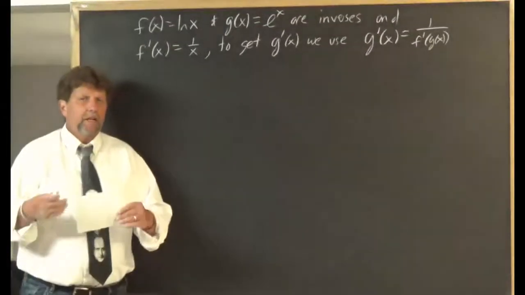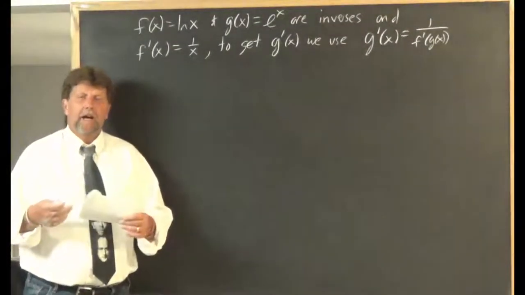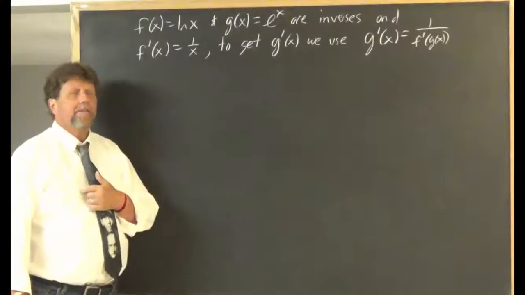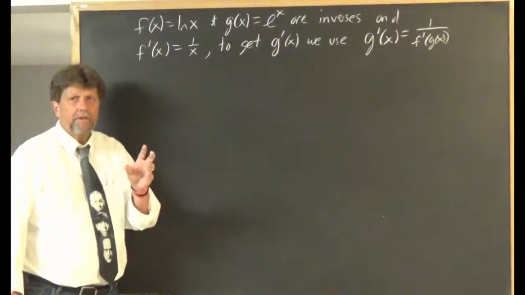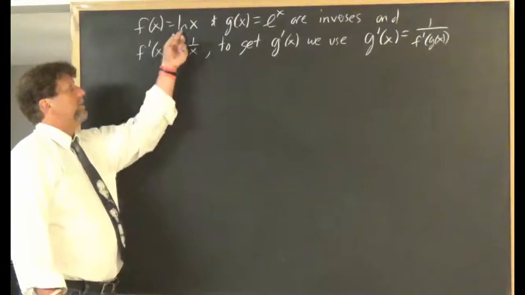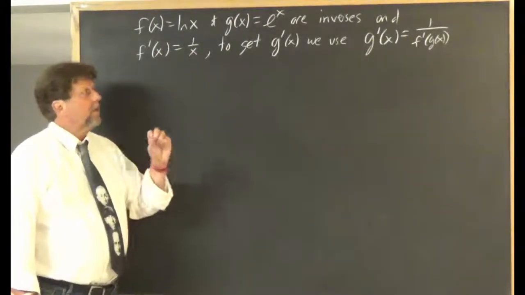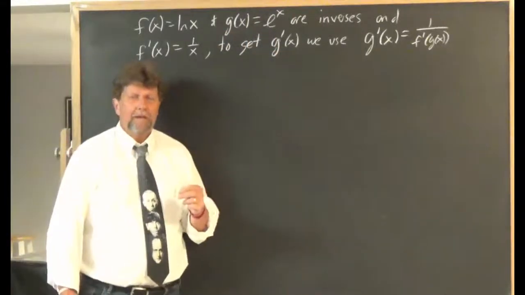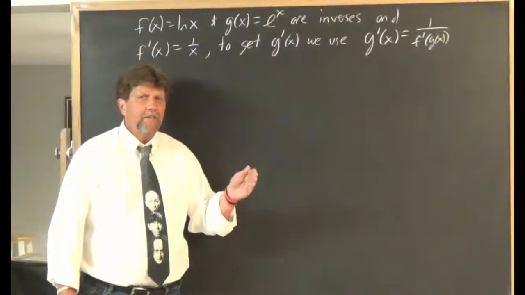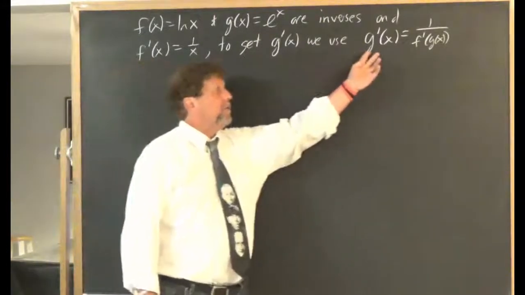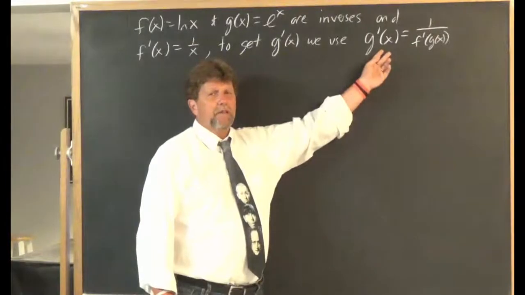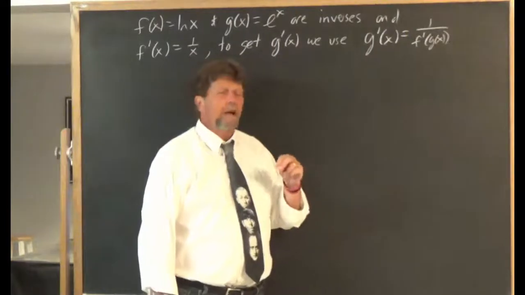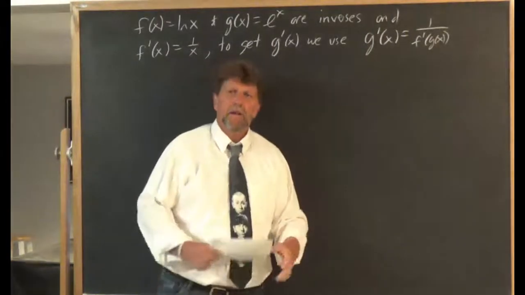All right, on the previous slide there were a lot of things that I reminded us of, and I didn't write it all on the board, just the highlights. f of x is natural log x, and g of x equals e to the x. They're inverses. And we know the derivative of ln x is 1 over x. So to get the derivative of e to the x, to get g prime of x, I'm not going to use the definition of the derivative. Instead, I'm going to use what we saw in section 7.1, that g prime of x equals 1 over f prime of g of x. So let's do that.